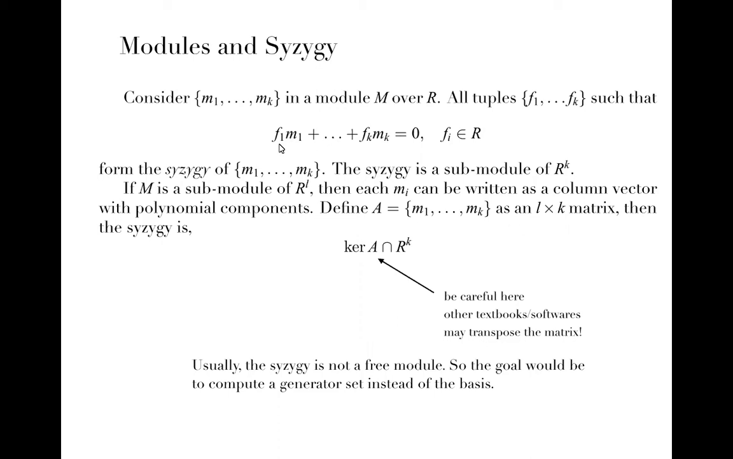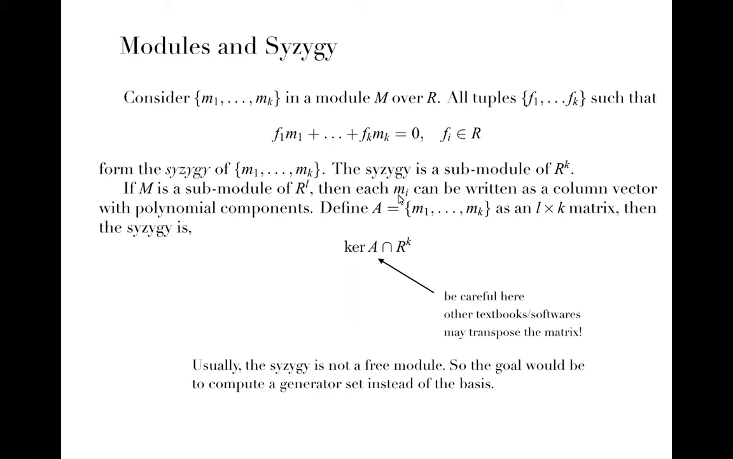Then we try to solve this equation. That means we try to find the kernel or null space of this matrix. And roughly speaking, we want every F in this null space to be a polynomial. So we say it's the kernel of A intersected with R^K. This is the definition. Roughly speaking, it's very similar to linear algebra, but then we have this intersection. You have to be careful here with this notation, because each Mi is a column vector.